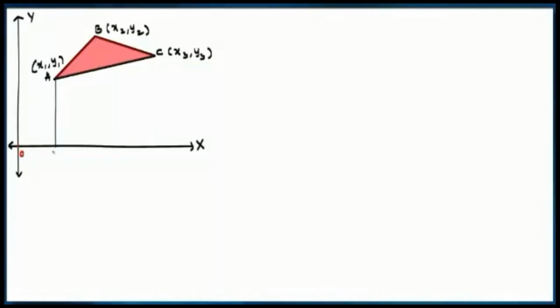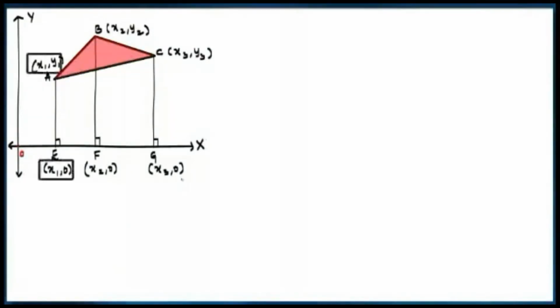if A is perpendicular to the x-axis, E must be x1, 0 because E lies on the x-axis, so the y coordinate will be 0. Similarly we can draw BF and CG. So F must be x2, 0. G must be x3, 0. So we have to find the area of this triangle ABC.